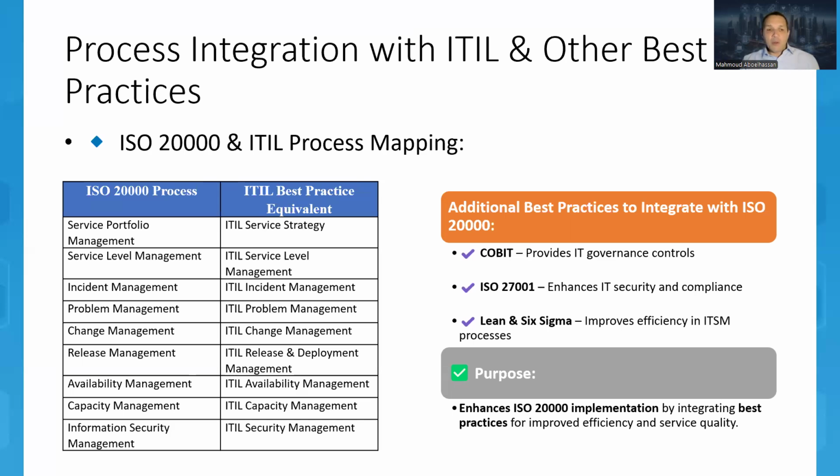In the following table, we will demonstrate the integration or the relationship between ISO 20000 processes and the equivalent process in ITIL. So, for example, service portfolio management in ISO 20000, the equivalent process in ITIL is ITIL service strategy.